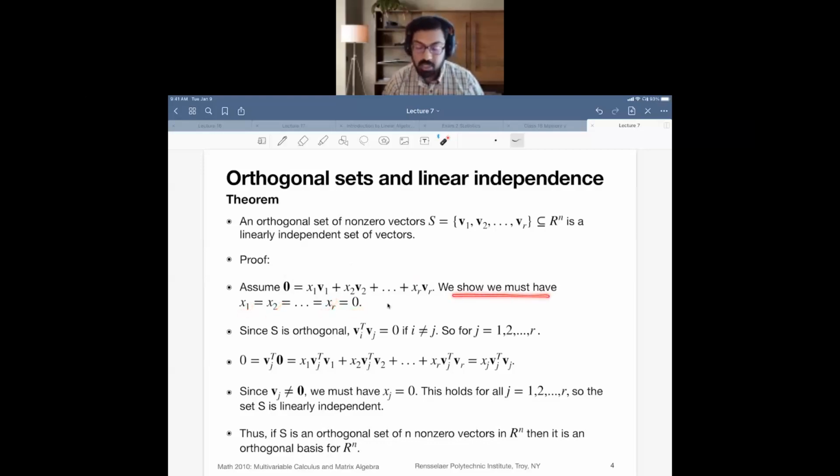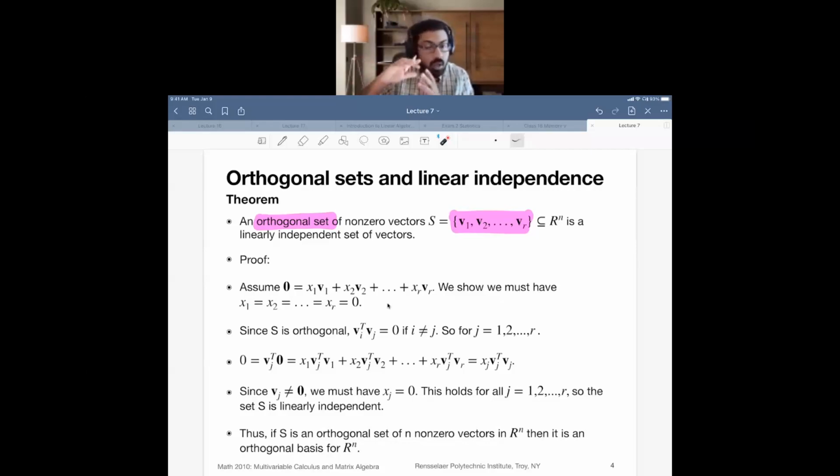So that's what we must show. If you take the linear combination of all these vectors, we know that they are orthogonal, right? So we know this. We know it's an orthogonal set. What we want to show is whether you have linear independence or not. So if it's an orthogonal set of vectors, we have certain criteria.